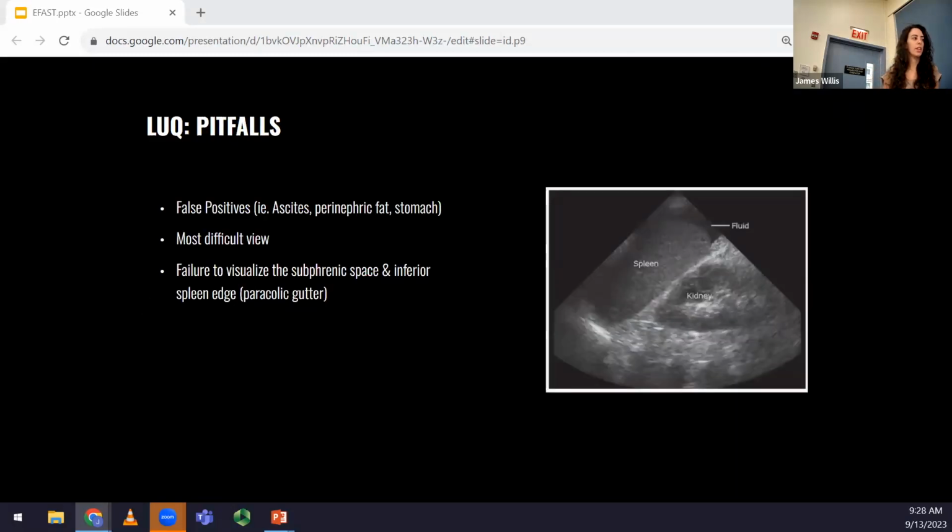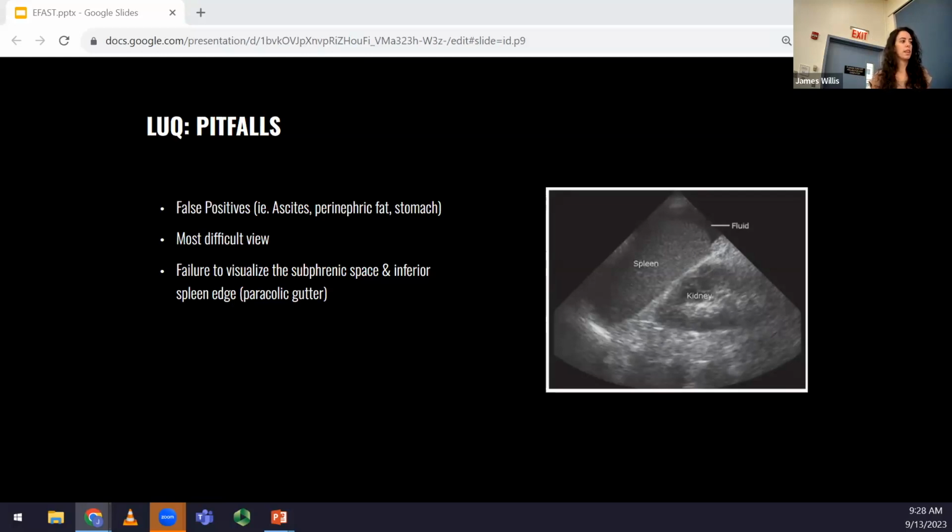Pitfalls for the left upper quadrant, other than it just being the most difficult view: it takes a little bit more patience and making sure, again, that you're pointing really posteriorly. Think about what you're seeing and what you're not seeing. Again, if you're seeing lung, you probably have to slide inferiorly. If you're not seeing kidney at all, you probably need to go more posteriorly.